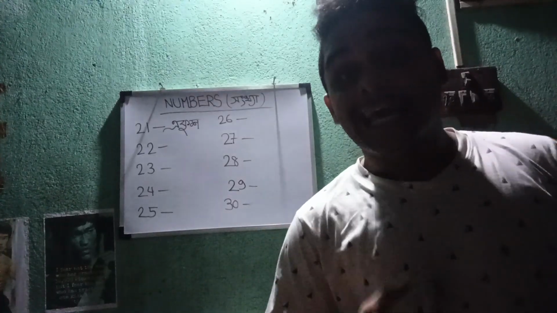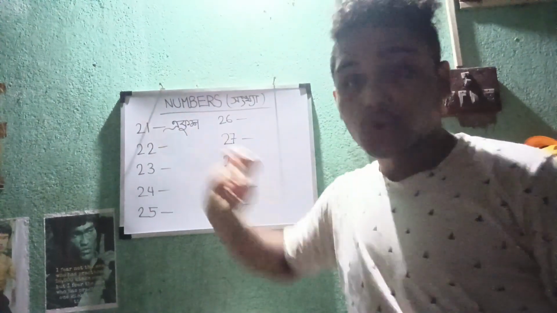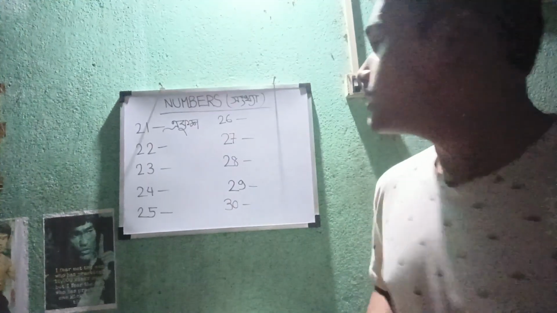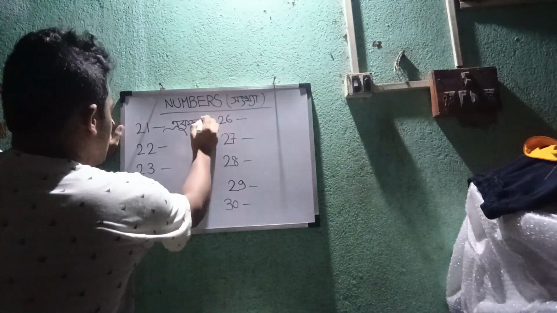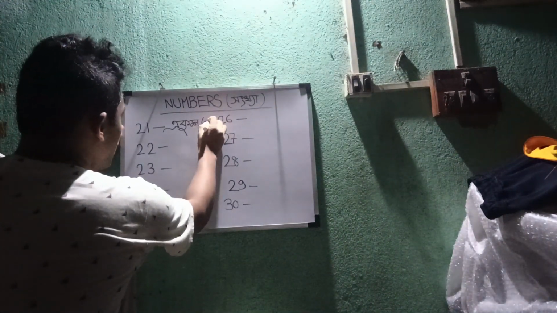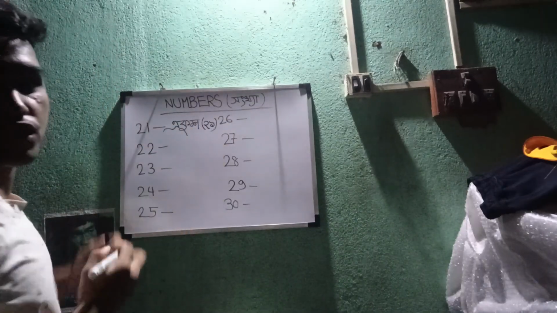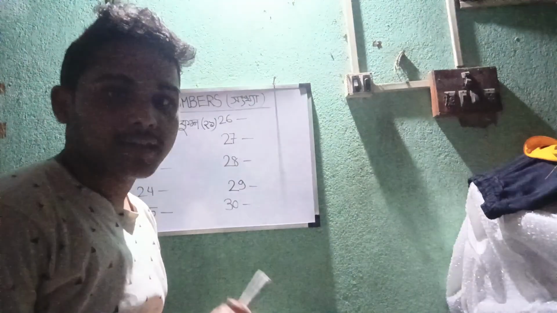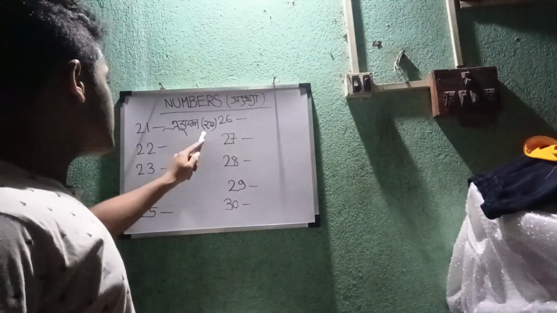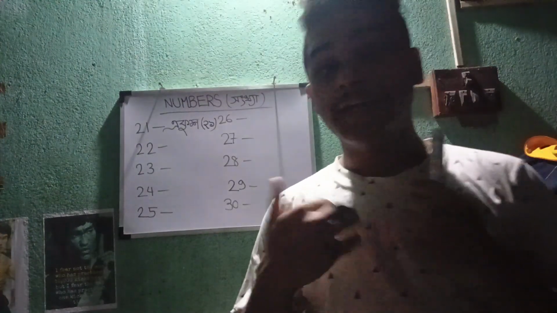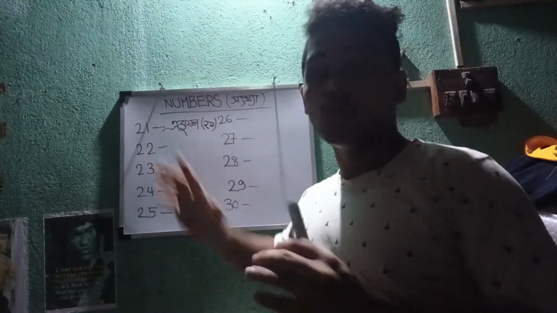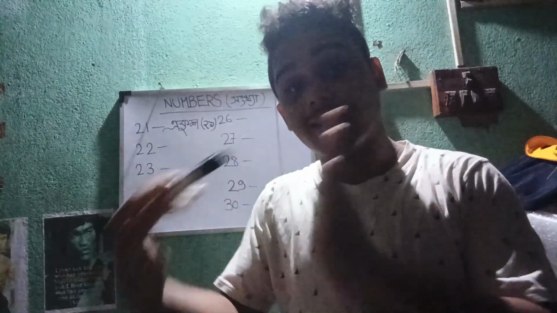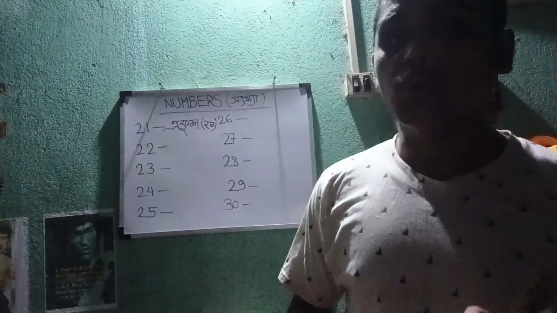So how can we write ekush? First, this is 2 and then 1. Simple. So 2 and 1, ekush. Ekush is 21. After ekush, we have 22.